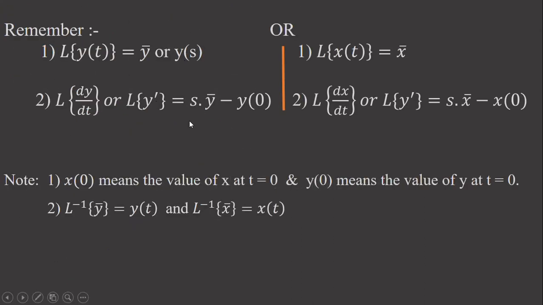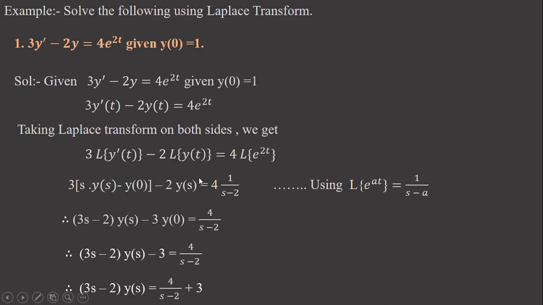Okay, so this is Y(s) equal to 4 as it is. For e raised to at, we have the formula for Laplace transform as 1 upon s minus a. A is 2, so the answer is 1 upon s minus 2 here.